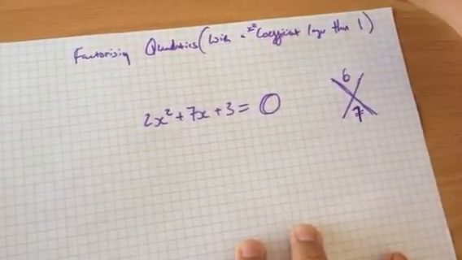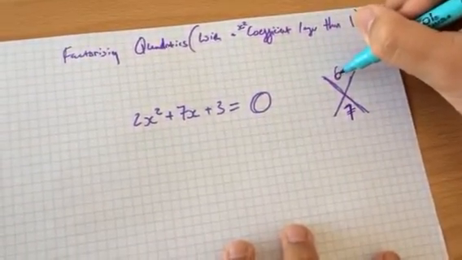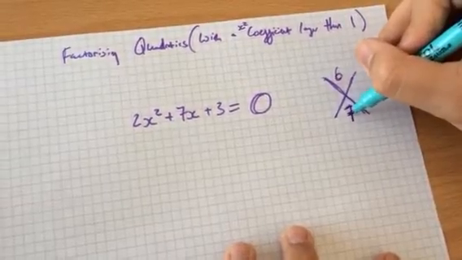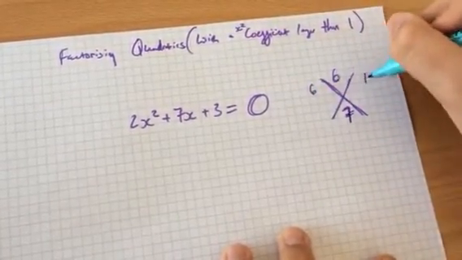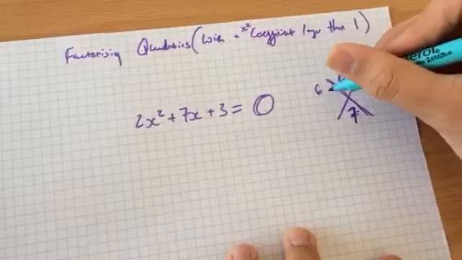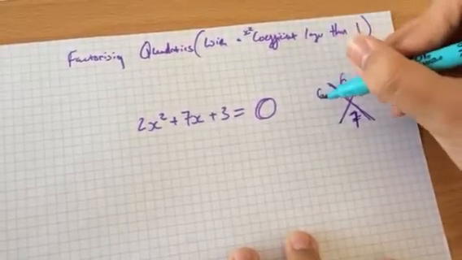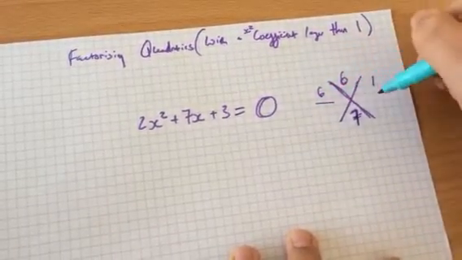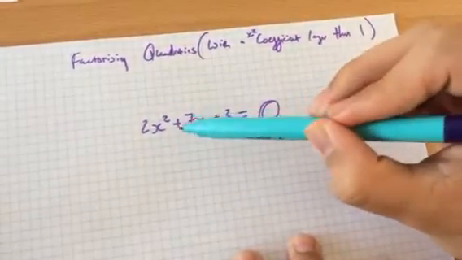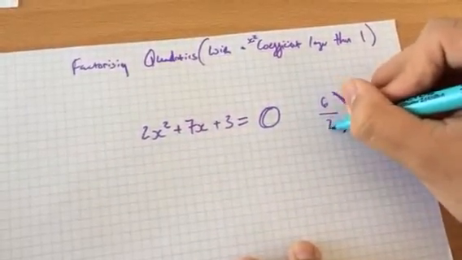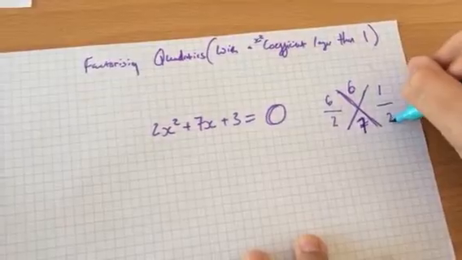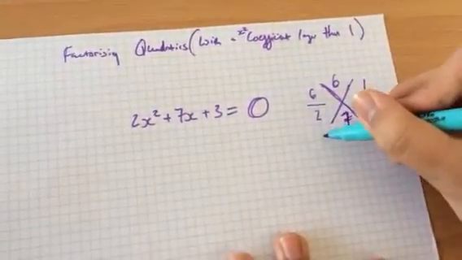Now we need to find two numbers which multiply to make this, but add to make this. In this case, it would be 6 and 1, as 6 times 1 is 6, and 6 plus 1 is 7. Now, we want to divide these two numbers by the x squared coefficient, in this case 2. 6 over 2 and 1 over 2. And we want to simplify these fractions into their simplest form.